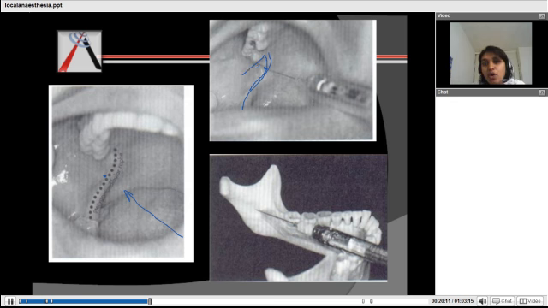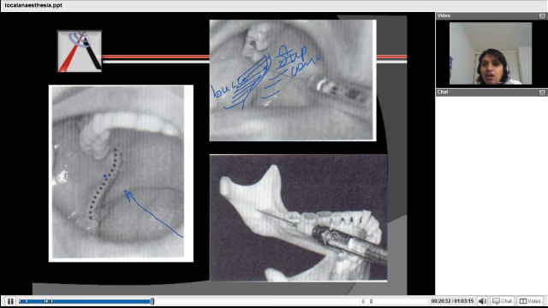Buccinator. Yes, that's what I want you all to say. You know, this is the buccinator here. And what is the muscle on the back side, which is forming the raphe, the pterygomandibular raphe? What is the muscle on the back side? Superior constrictor.